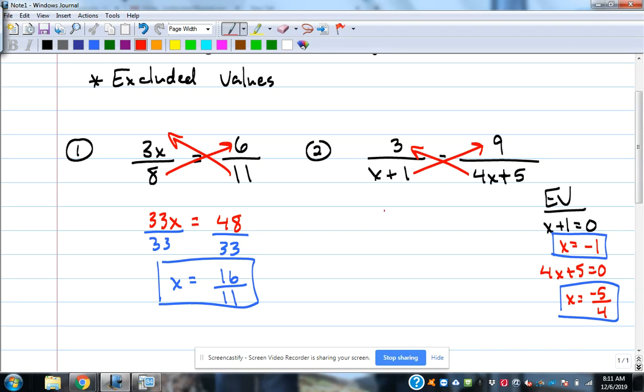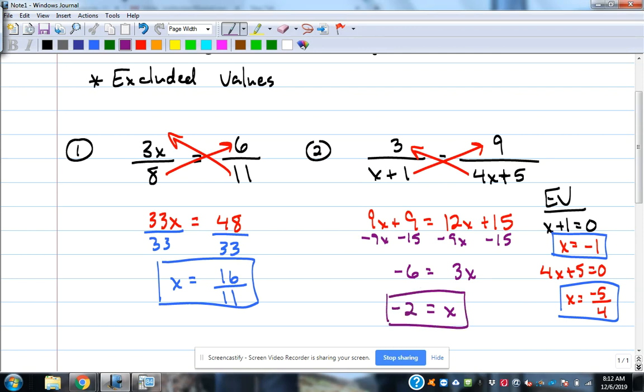So 9 times x plus 1 would be 9x plus 9, right? And then the other side will be 12x plus 15. It doesn't matter which side you put that on, okay? You put the 12 plus 15x on the left side, that's fine. It's the same. And then solve it. So -6 equals 3x. And x is -2. And that doesn't match one of our excluded values, so we're going to keep that answer. If it were to match one of our excluded values, we throw it out.